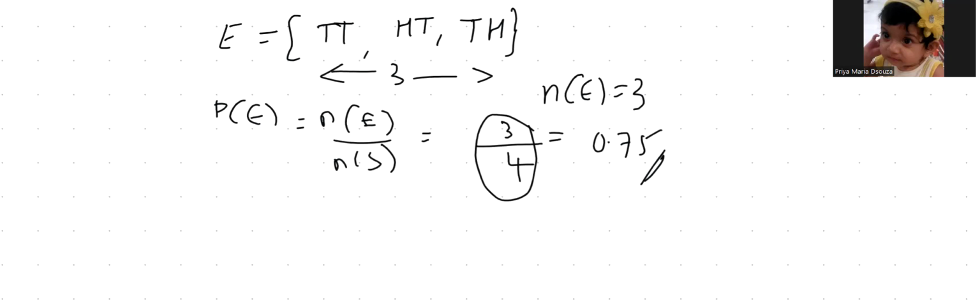So, two coins are tossed. What is the sample space? And then events and respective probabilities. All right.